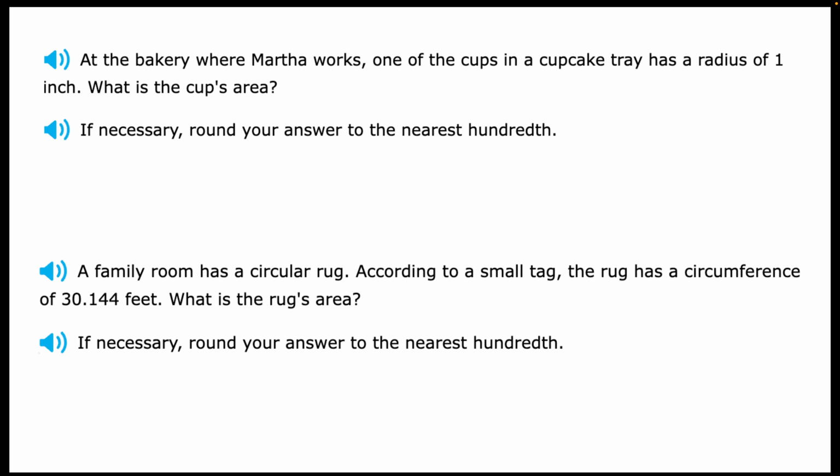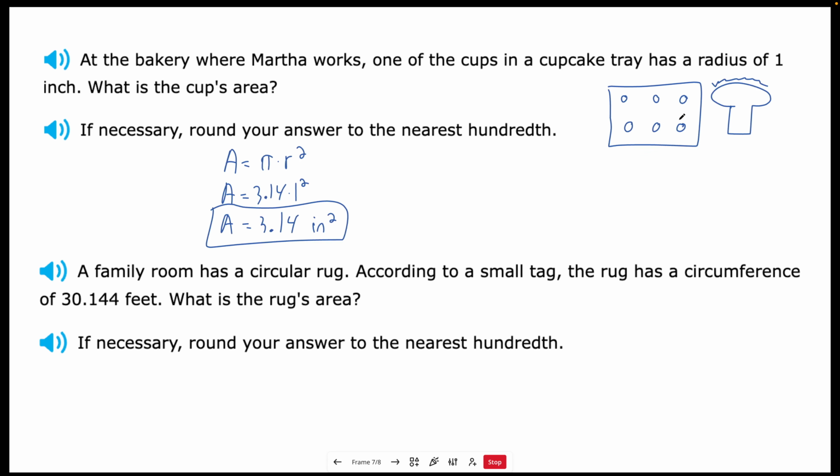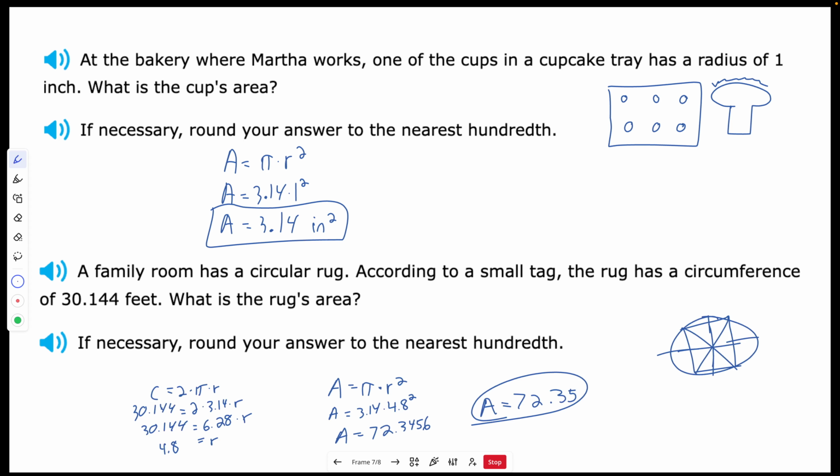Okay, now that you've had time to work these problems, let's check your solutions. For the first problem, here is my wonderful drawing with the cupcake tray and the cupcake, of course. Here is the work. You should have gotten 3.14 square inches. And for the second problem, here is my beautiful rug. I don't know what happened there. Here is the work. If you were paying really close attention, you should have actually ended up with the same area from our example problem. But when you round it, you should get 72.35.